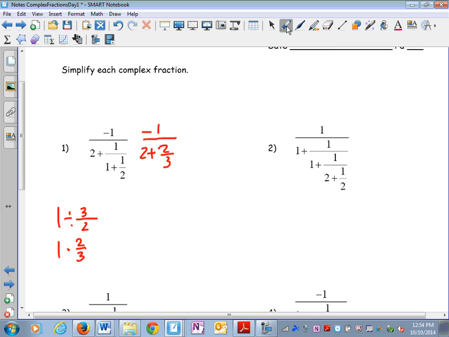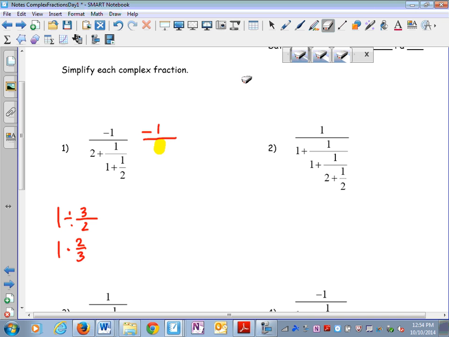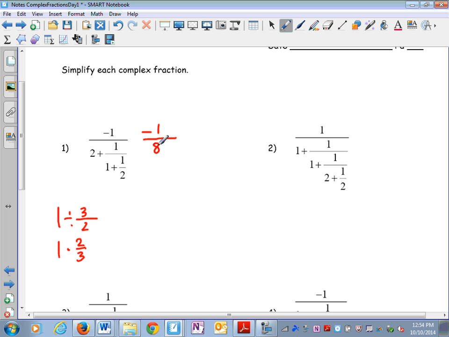Now we've got this 2 plus 2/3, which is 2 and 2/3. That simplifies to be 8/3. Erase and replace. Whoops. And our final step is -1 divided by 8/3, which is the same thing as keep, change, flip. -3/8 is your simplified answer.